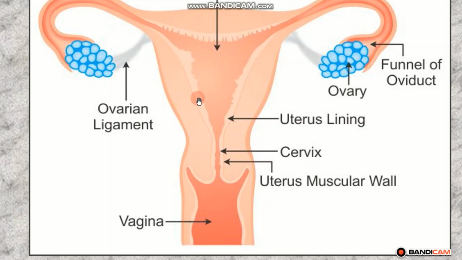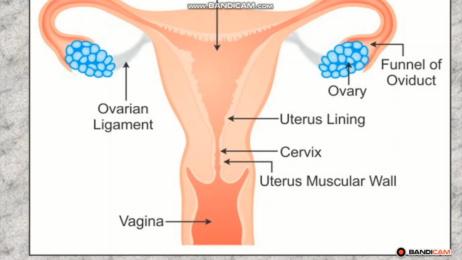The innermost layer is known as the endometrium, the middle one is known as the myometrium, and the external one is known as the perimetrium.